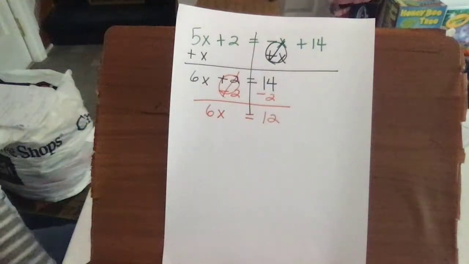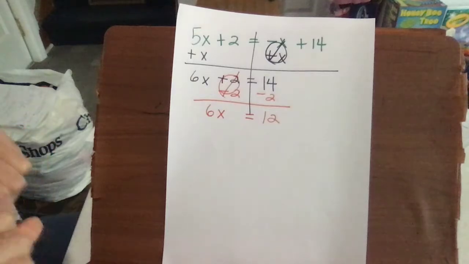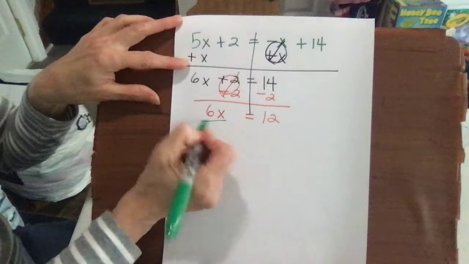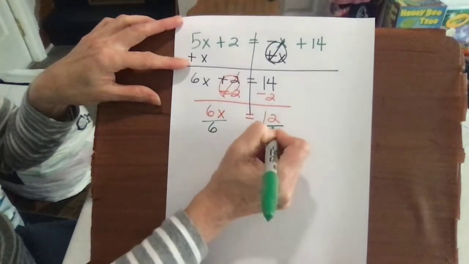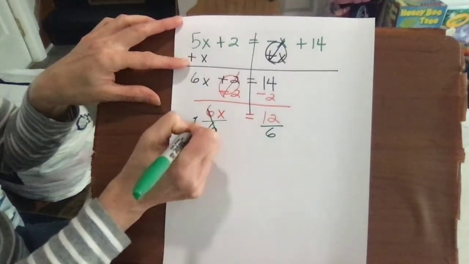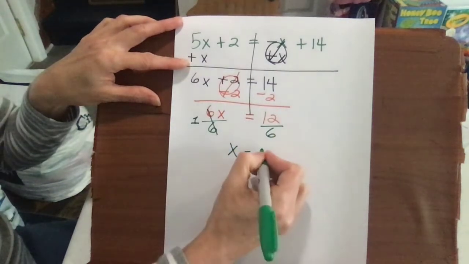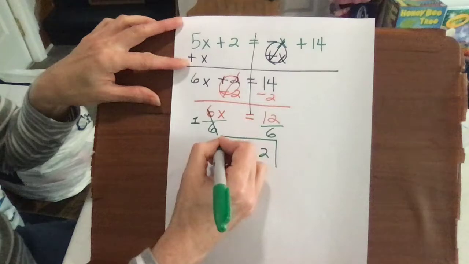Now we're in the position where we have 6x equals 12. So 6 times x, so we're going to divide out by 6 on each side. 6 divided by 6 is 1, leaving us with 1x, or x. 12 divided by 6 is 2, and that's our answer.